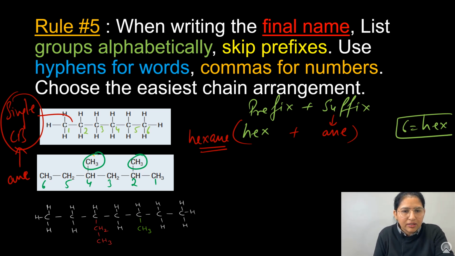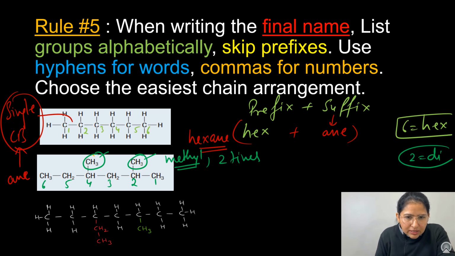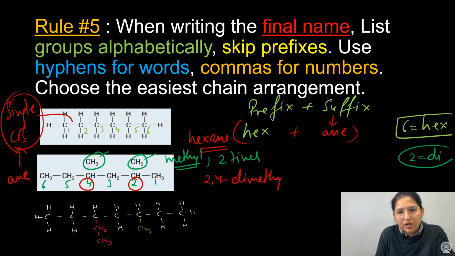Now in this, again, here you are having only 1 carbon as a substituted group. It should be written as methyl. Now how many times does this methyl come to you? It's coming 2 times. If it's coming 2 times, it's going to be written as di. So let's write its name. It's going to be 2,4-dimethyl, because we are having methyl 2 times in this chain at the locations 2 and 4.